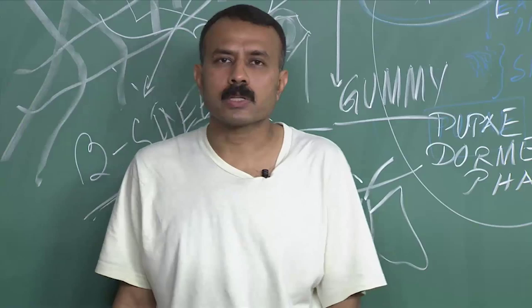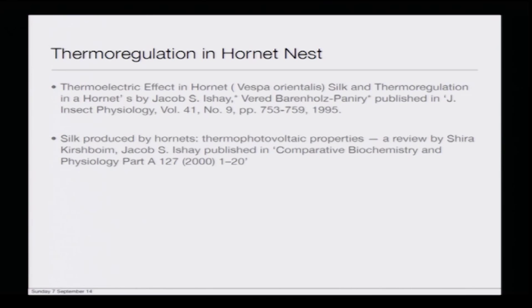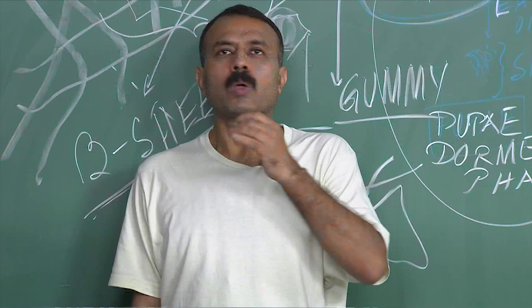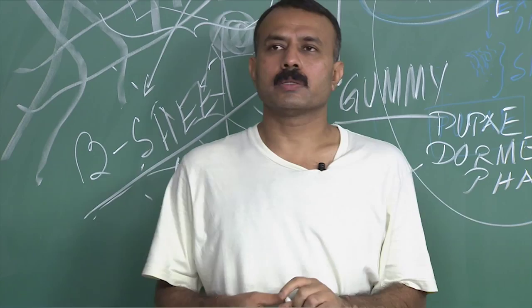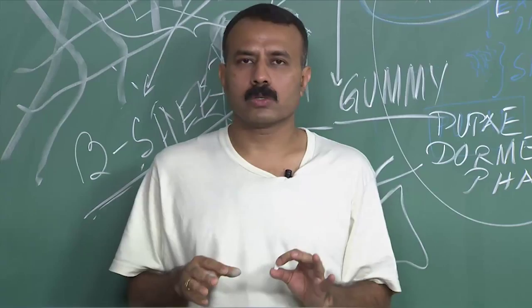So, today we will be talking about some of those pioneering discoveries or first attempts, and I will be referring to these two papers which were published by the late Jacob S. Ishay. He was working in Israel, at Tel Aviv University, on understanding how thermoregulation takes place in the hornet nest. This was his basic idea. There are two very nice papers which he published. One of them is on thermoelectric effects in the hornet, that is, the Vespa orientalis cell and thermoregulation in a hornet. And the second one is a review paper of all his work, silk produced by hornets, thermophotovoltaic properties. Okay. So, the basic idea in these papers, even before you get into it, is that the silk membrane has certain thermoelectric properties.